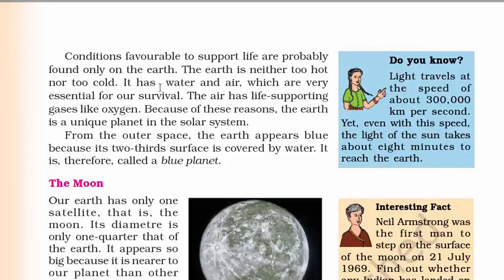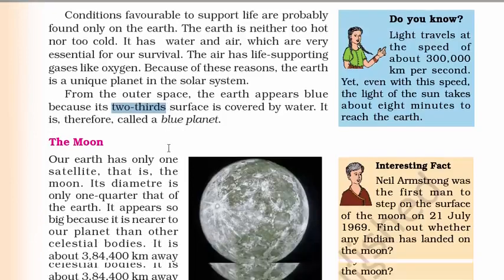It has water and air. Very essential. The air has a life supporting gas called oxygen. From outer space, the Earth appears blue because 2/3 of its surface is covered by water, and it is also called the blue planet. So 2/3 is the word. If someone asks you how much of Earth's surface is covered with water, it's 2/3.